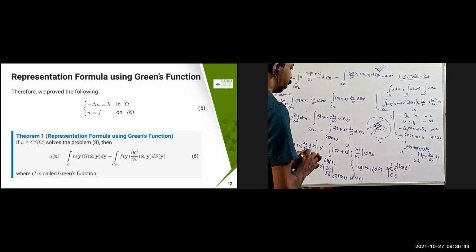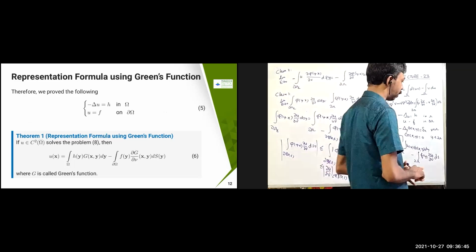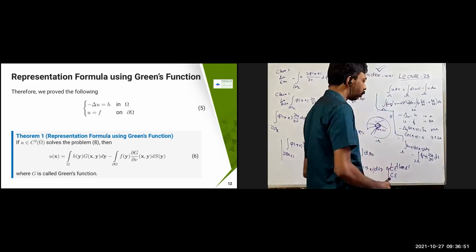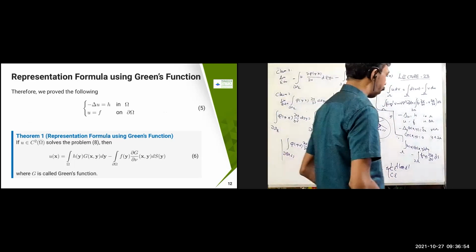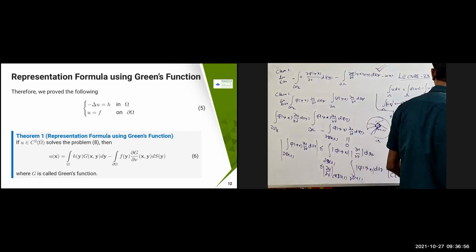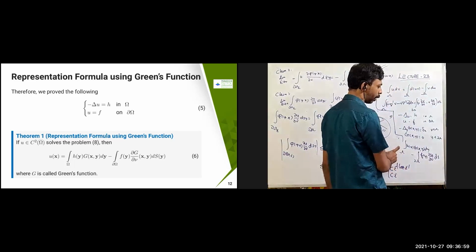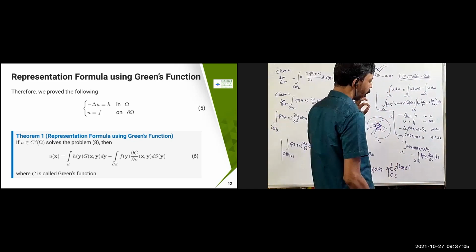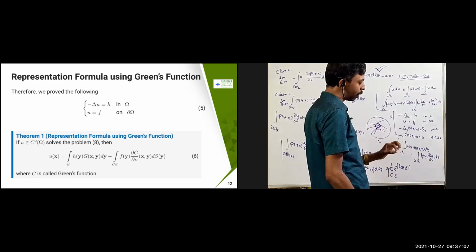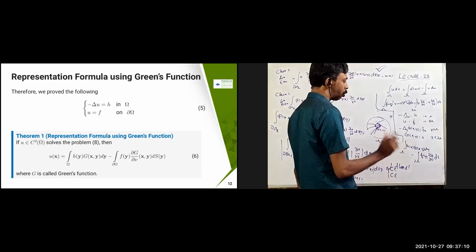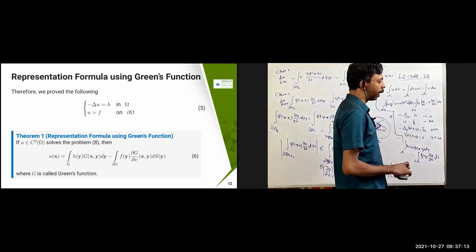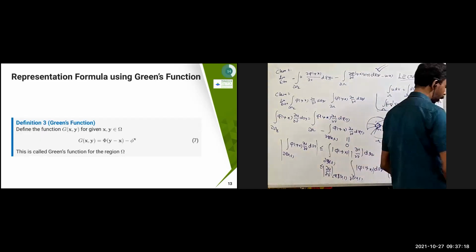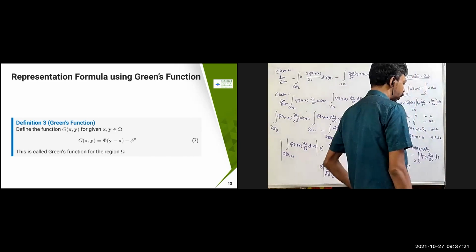Our proof is done. Therefore, we have proved the following: minus del u equal to h and u equal to f on the boundary of Omega. That's what we calculate. As I mentioned, this u of x is called the representation formula using Green's function. The G of x is given as the fundamental solution phi of y minus x, minus phi of x, the corrector function. This linear combination is going to be the Green's function.